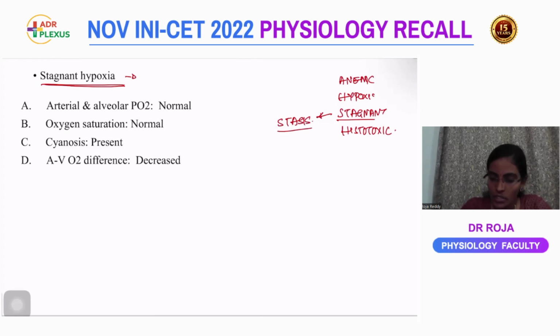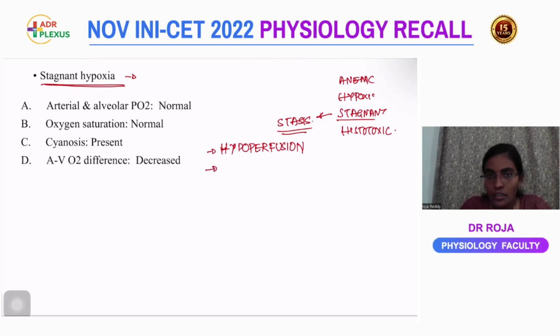It means the hypoxia which is caused due to hypoperfusion, decreased perfusion, and there is another name given to stagnant hypoxia because of this phenomenon. It is nothing but ischemic hypoxia. Okay, so let us not go into it. So basically it is because of the hypoperfusion.